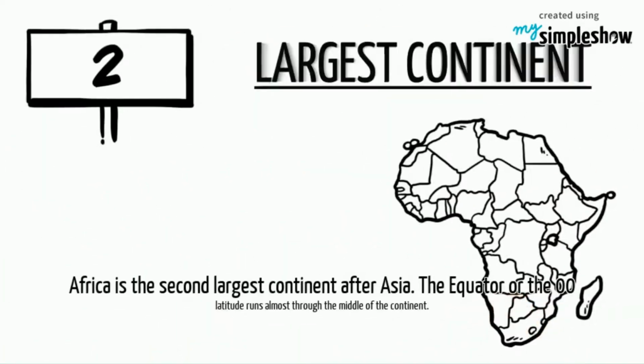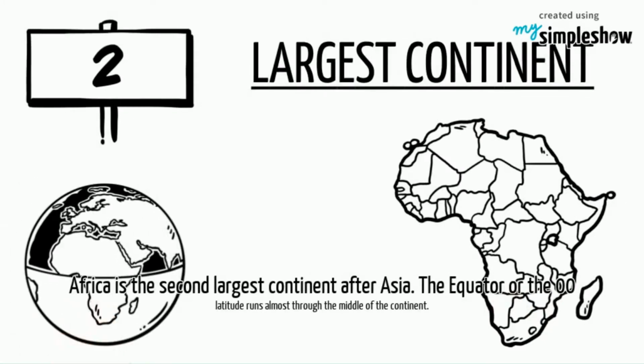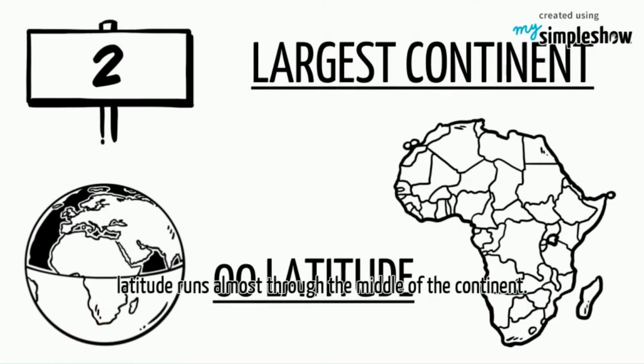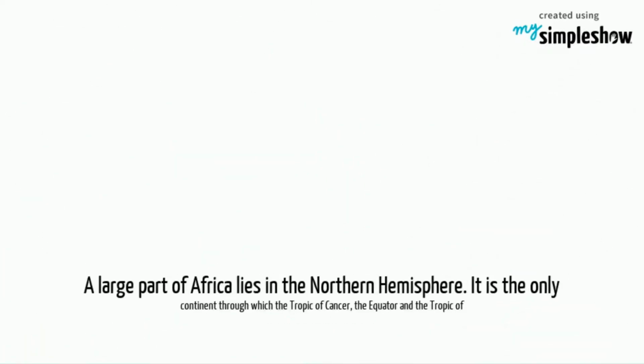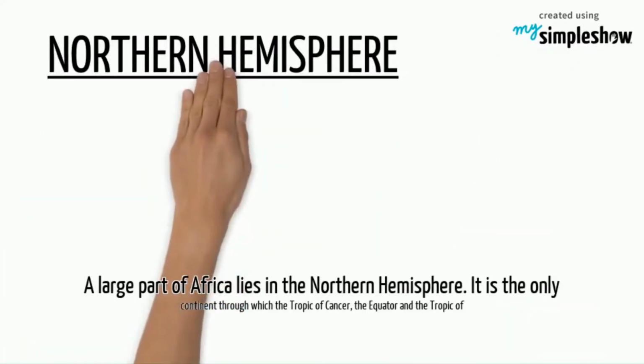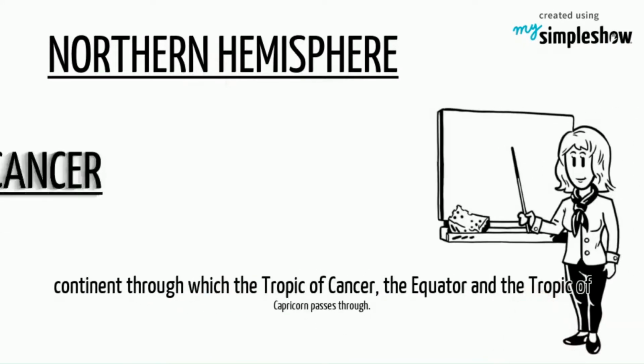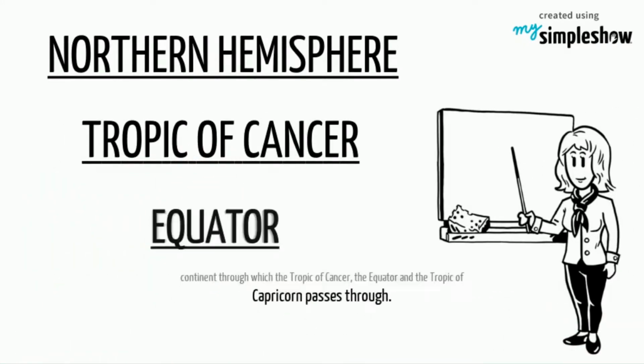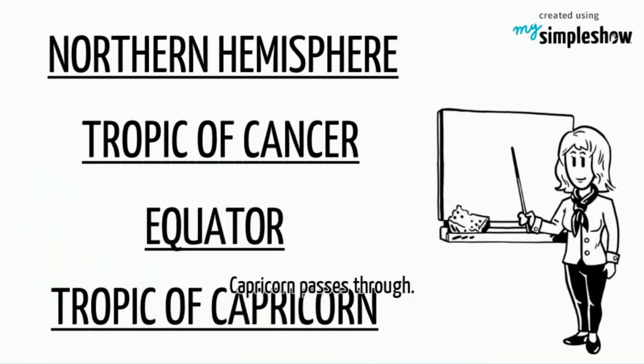Africa is the second largest continent after Asia. The equator, or the 0 degree latitude, runs almost through the middle of the continent. A large part of Africa lies in the northern hemisphere. It is the only continent through which the Tropic of Cancer, the equator and the Tropic of Capricorn pass.